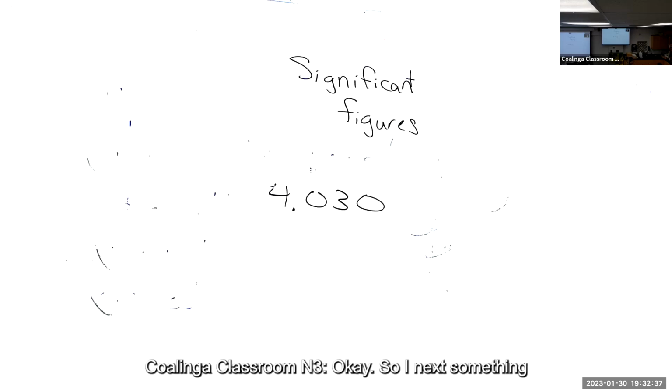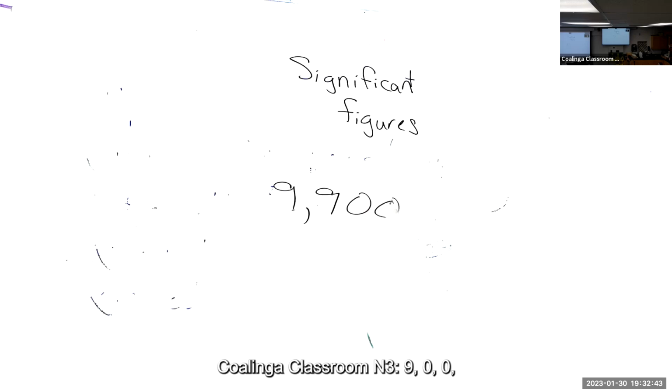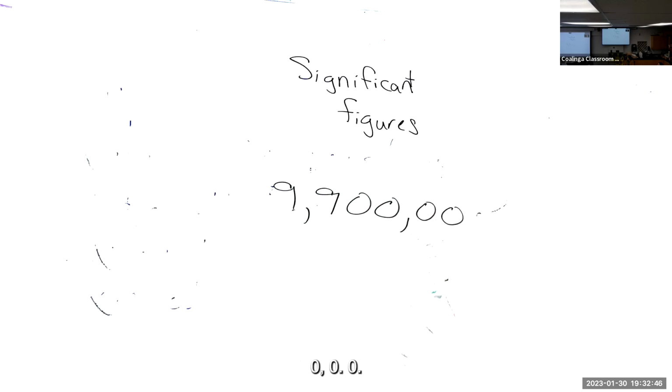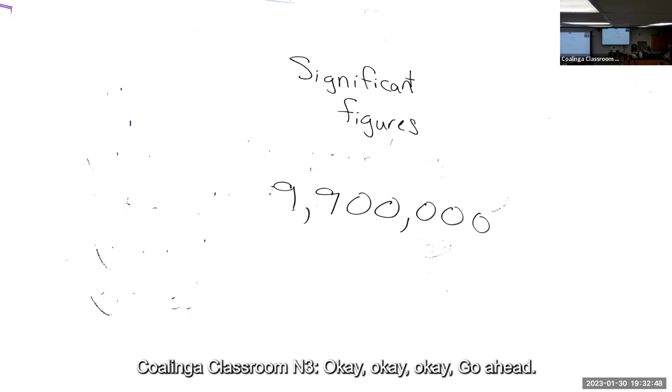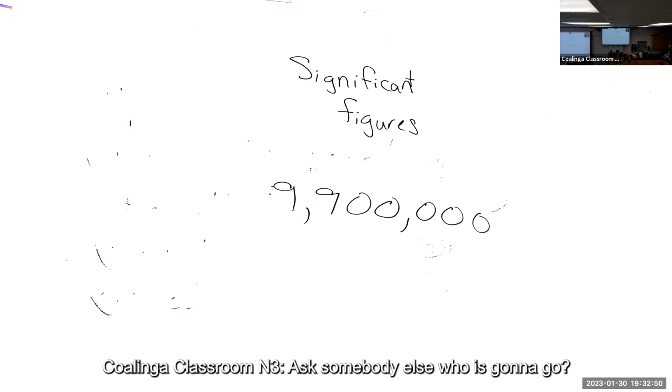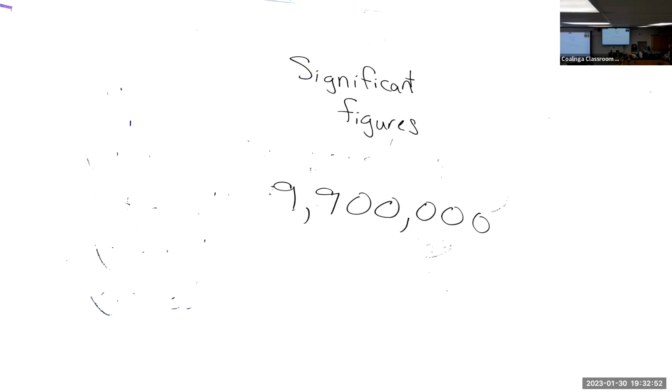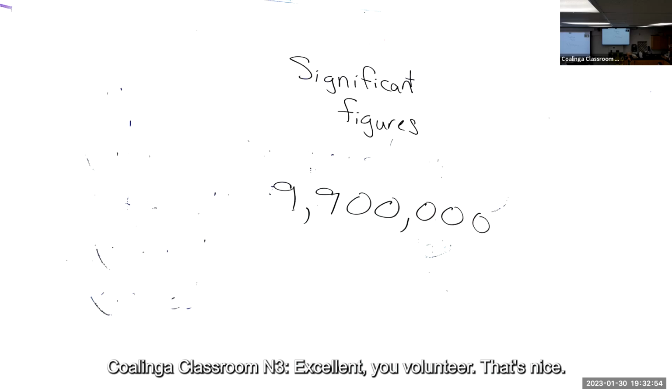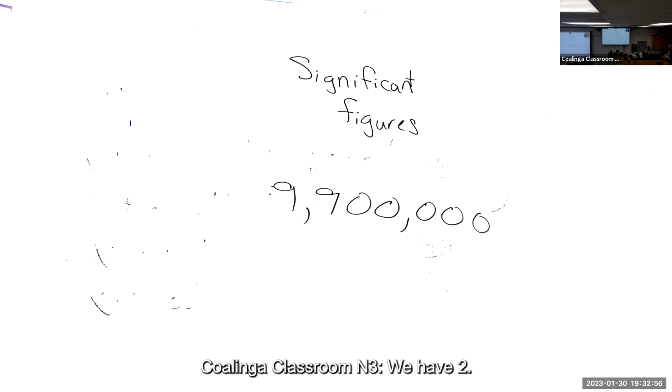Okay, so my next number: 9, 9, 0, 0, 0, 0, 0. Oh, can I go again? You can't go again. That's for somebody else. Who's gonna go? Excellent, you volunteered. That's nice. We have 2. Who agrees with 2? Anybody disagree with 2? Good job. 2 is the correct answer. See how it works?